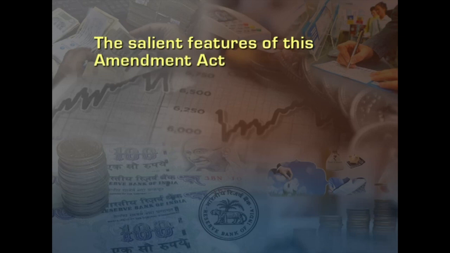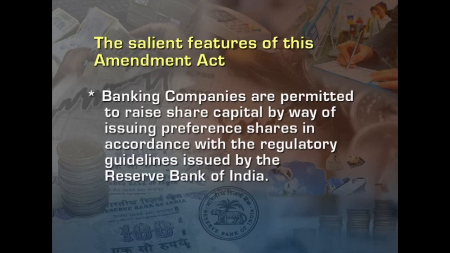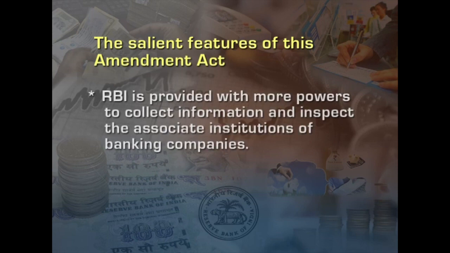We will look at the salient features of this Amendment Act. Banking companies are permitted to raise share capital by way of issuing preference shares in accordance with the regulatory guidelines issued by the Reserve Bank of India. RBI, that is the Reserve Bank of India, is provided with more powers to collect information and inspect the associate institutions of banking companies.